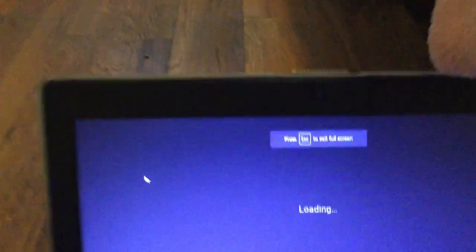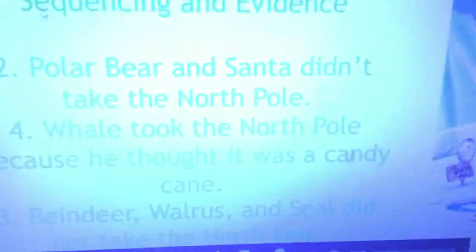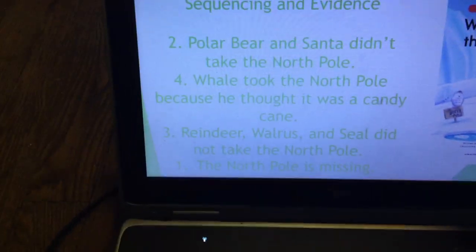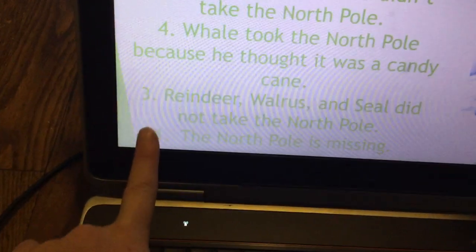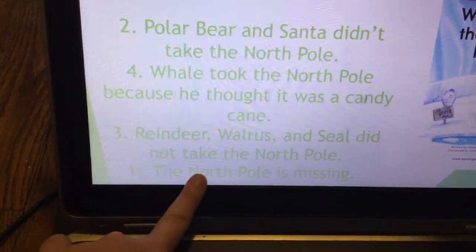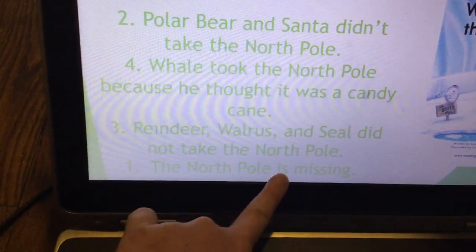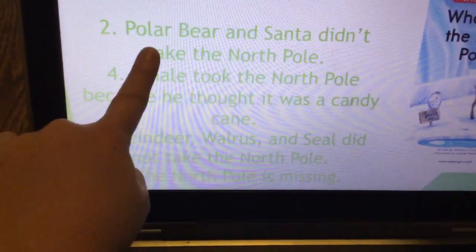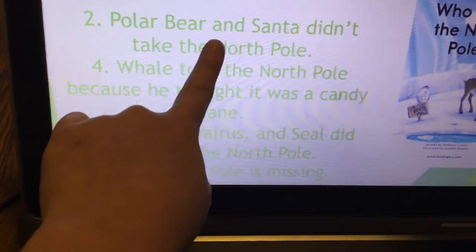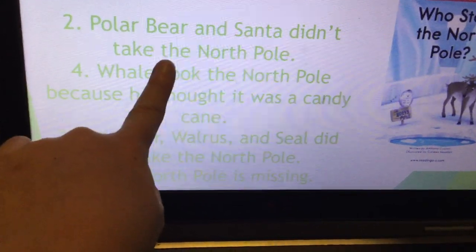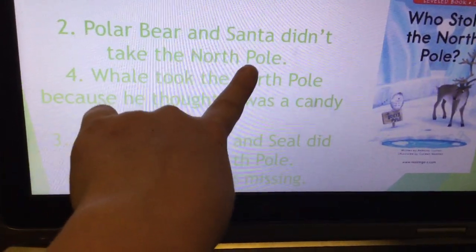Now, let's make this bigger and read the events in order. Oh, it's loading. Okay, there we go. So let's find the number 1. Number 1 is, oh, right here, good eyes. Let's read it together. The North Pole is missing. Now let's read number 2. Polar Bear and Santa didn't take the North Pole.